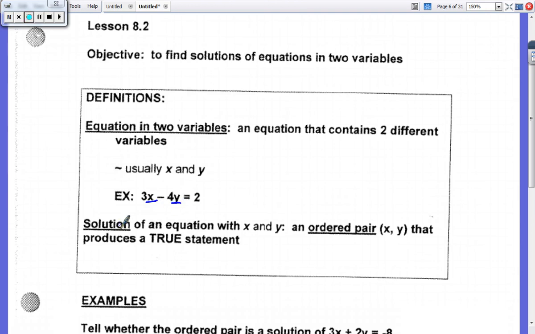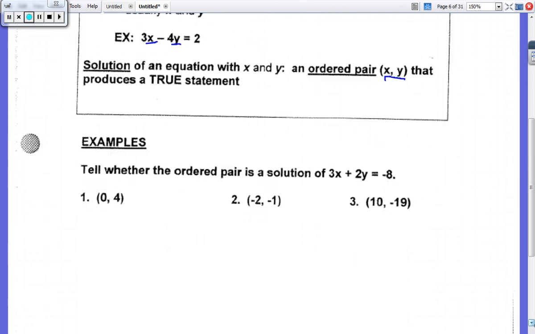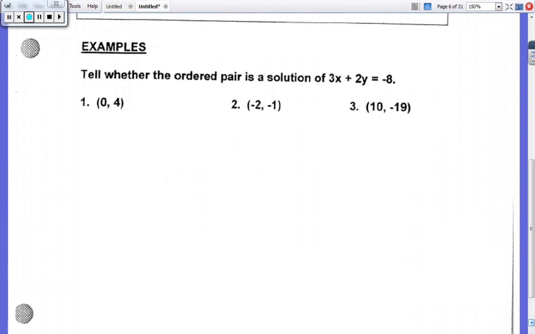A solution of that equation with x and y would be an ordered pair, (x, y), that produces a true statement when you substitute the x and the y into the equation and solve. As long as both numbers at the bottom equal each other and they are the same, then you have a solution. All right, let's try this.